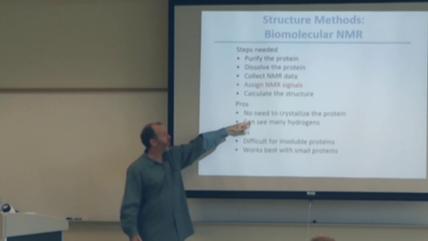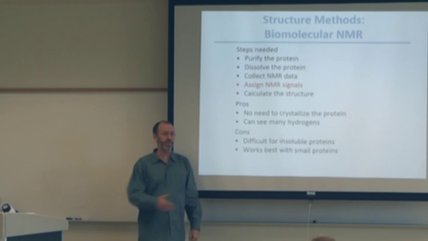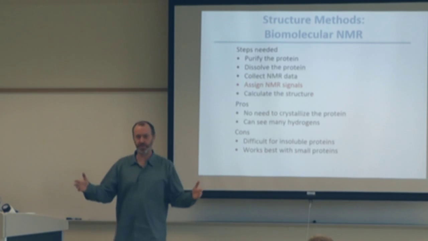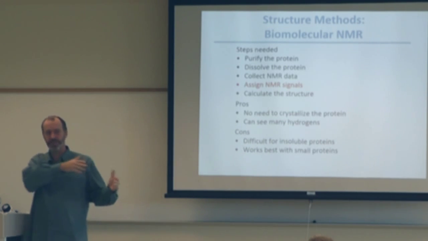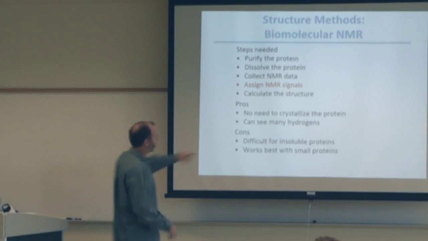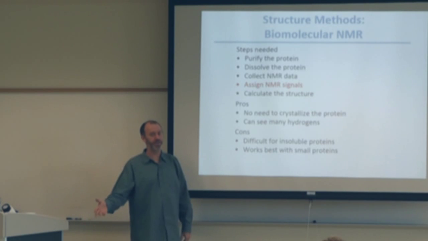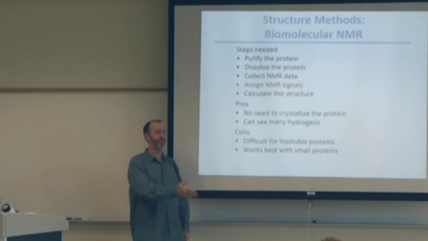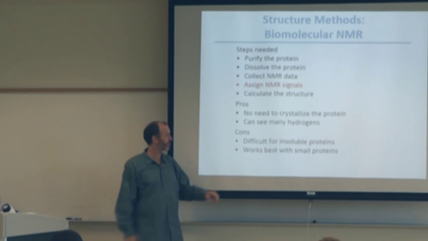There's a number of different nuclei that you can look at with NMR. But the pro is you don't need to crystallize the protein. That was one of the long, hard steps that would take practice, to get a good crystal of the protein to be able to do the crystallography. And you can also see the hydrogens. If you're doing proton NMR, you're actually using the hydrogens to determine the structure itself.